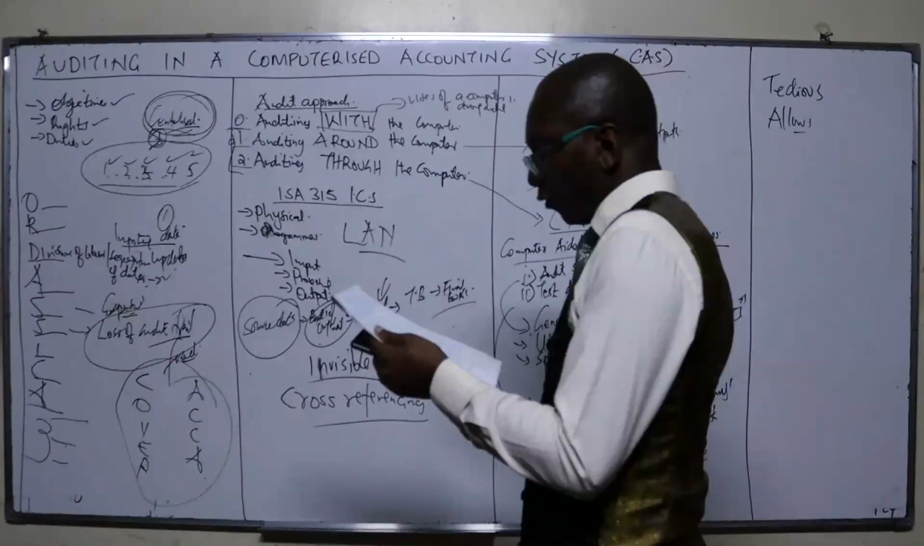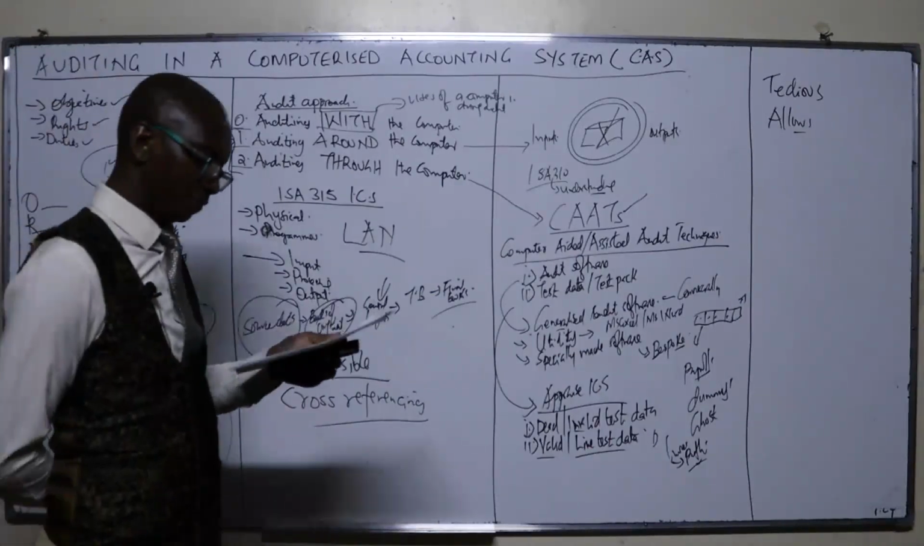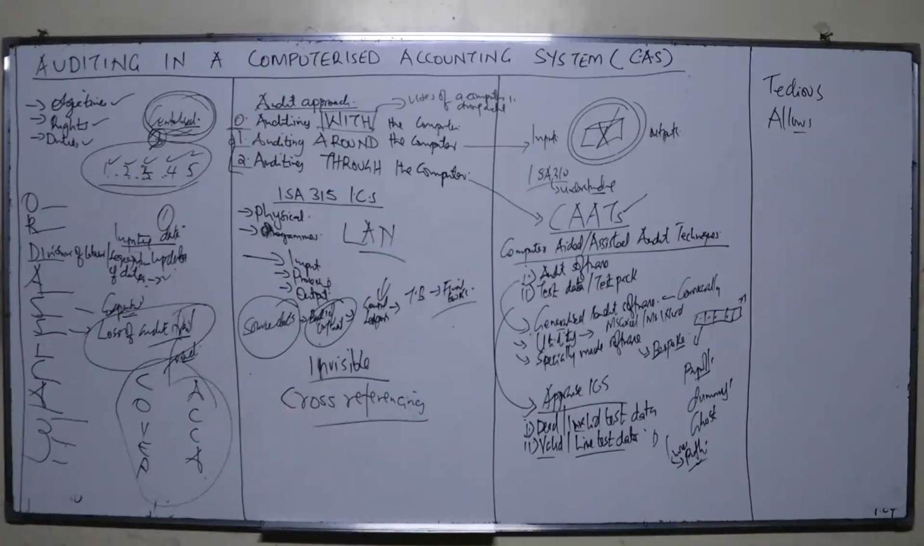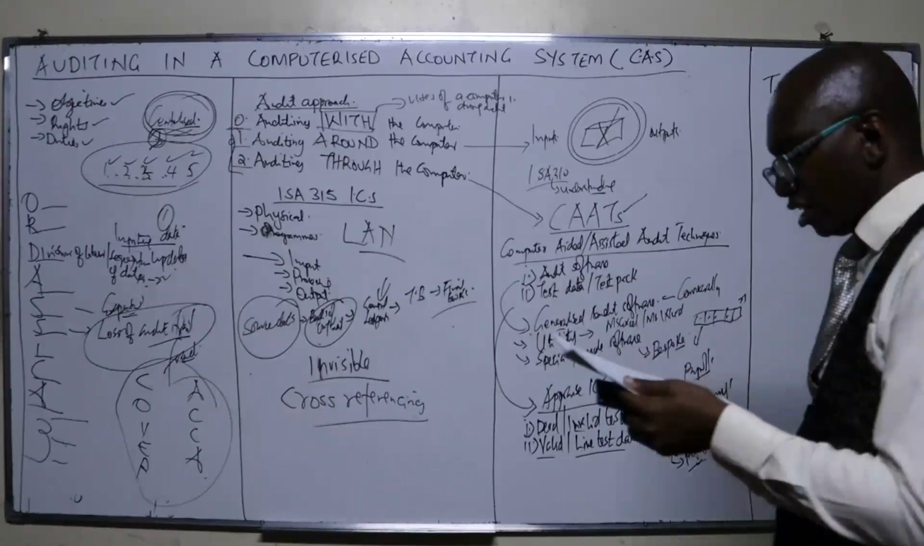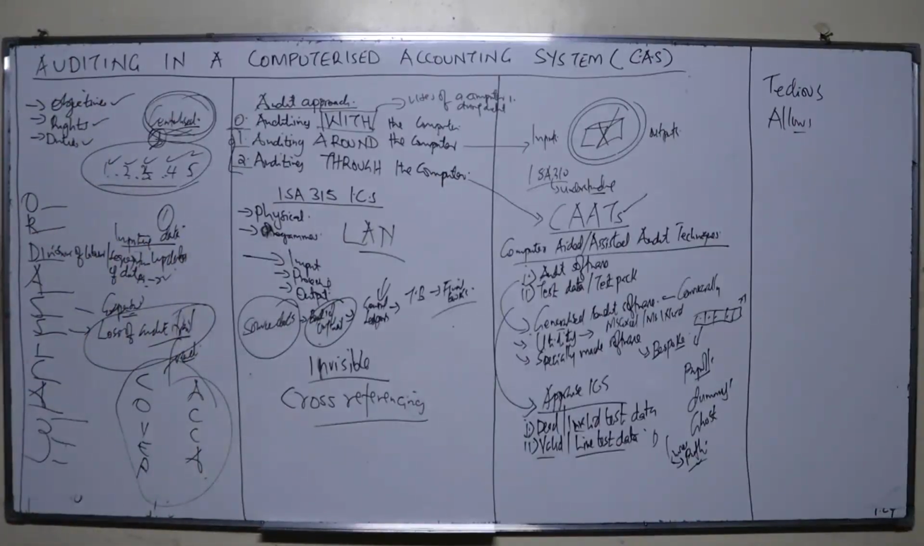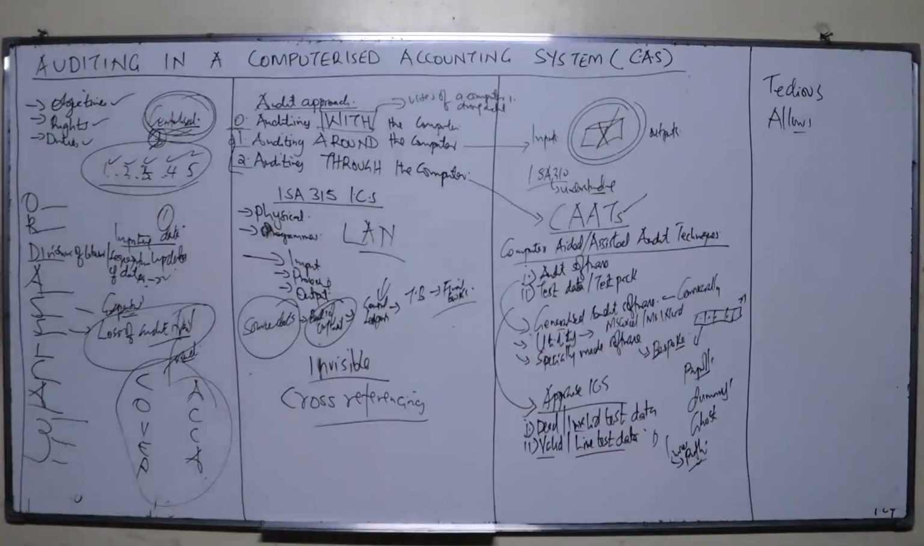And the last point, it forces the auditor to require computer specialists, since it is a technical area outside the accounting field. Remember the auditor has a right to seek legal and technical advice. IT is a technical area, so we need to seek technical advice.